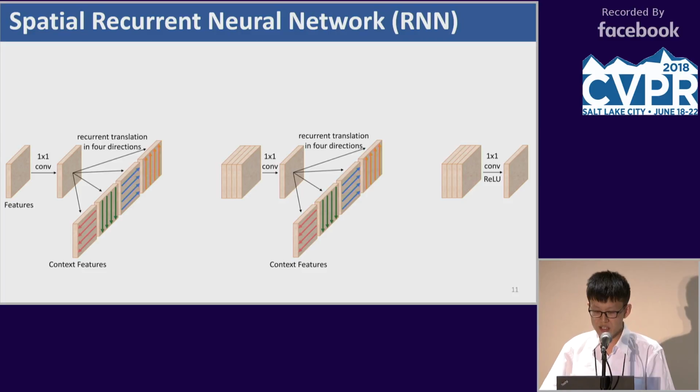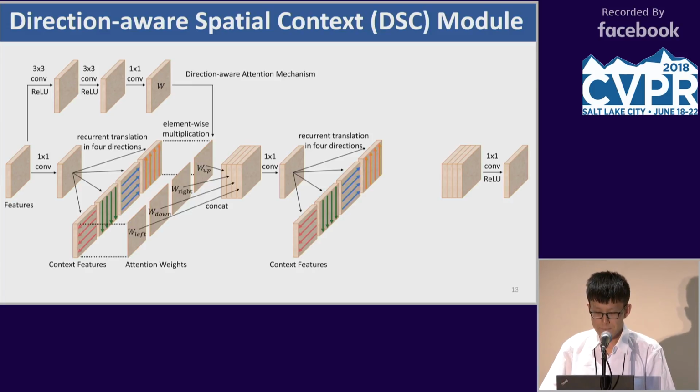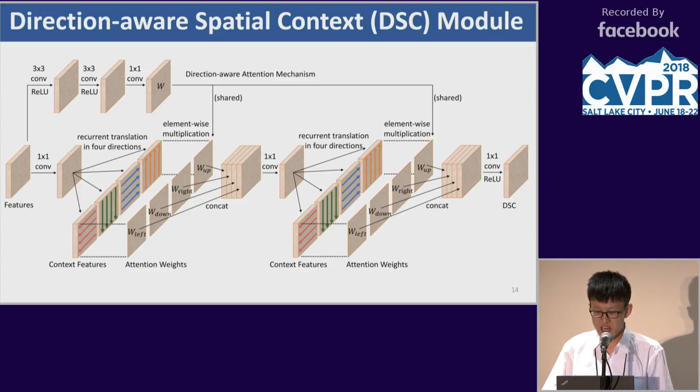In order to get the direction-aware spatial context, we adopt the attention mechanism to generate a set of weights. We split them into 4 maps of attention weights and multiply them with the spatial context features along different directions in an element-wise manner. These weights are shared in the 2 rounds of spatial RNN. Hence, we can get the DSC features by selectively using the spatial context features along different directions. This process is named the Direction-Aware Spatial Context Module, DSC module for short.